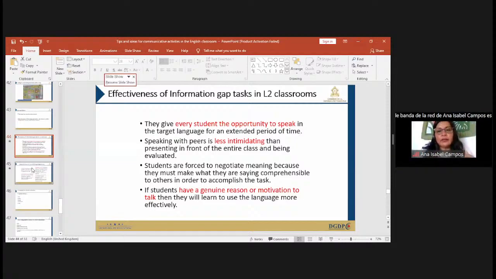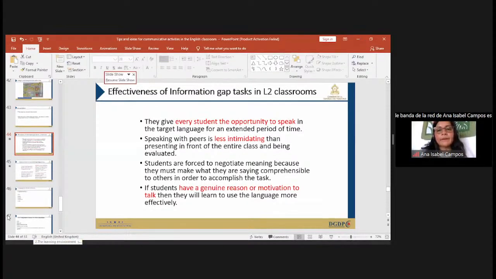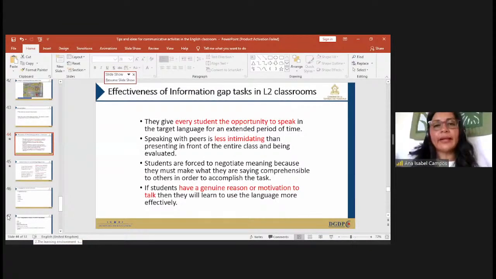Yes, Relmi, I will give you the word. Go ahead. I see that there are like two people with the hands up. I am here, I'm listening.